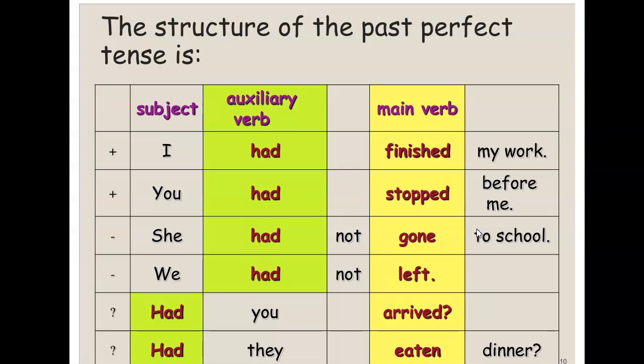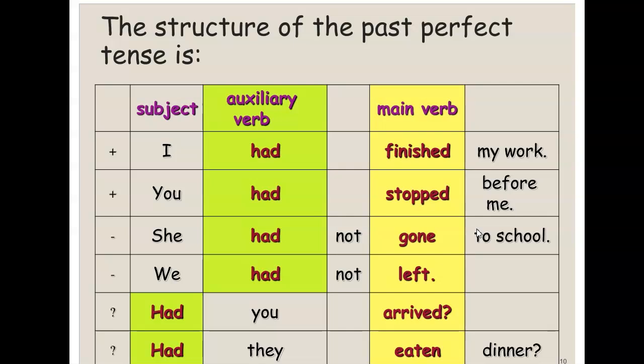The first and second sentences are positive sentences. The third and fourth are negative sentences. The fifth and sixth are question sentences. For example, let's start with the subject. I, auxiliary verb had, main verb finished my work. So, I had finished my work. It's the past perfect form. It's the structure of the past perfect.